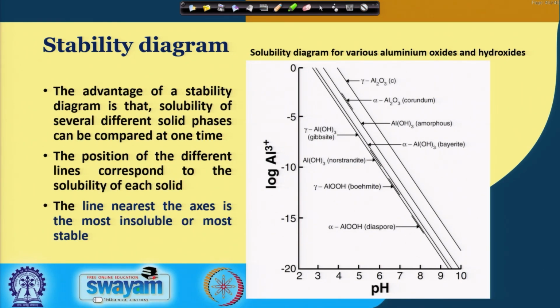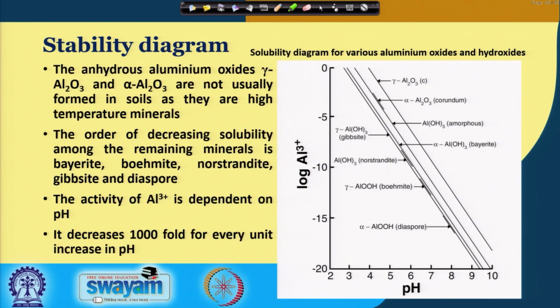Now, the advantage of a stability diagram is that the solubility of several different solid phases can be compared at one time, and the position of the different lines corresponds to the solubility of each solid, and the line nearest to the axis is the most insoluble or most stable. So, the lines which are nearest to both axes are basically the most stable or most insoluble.